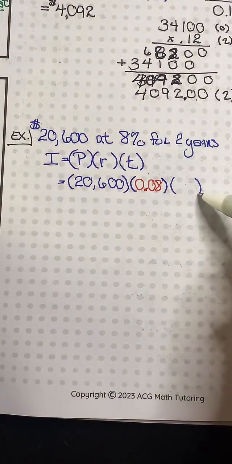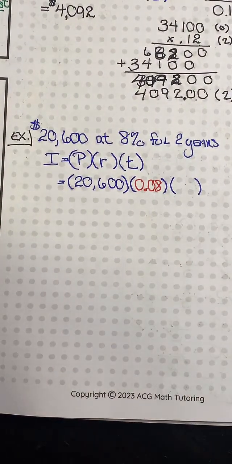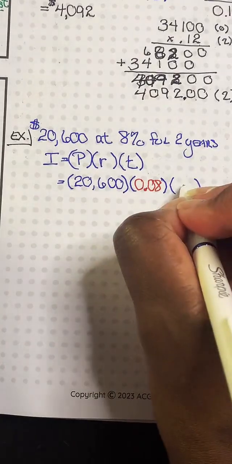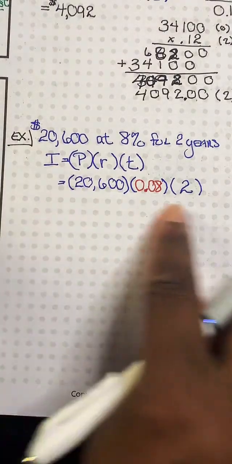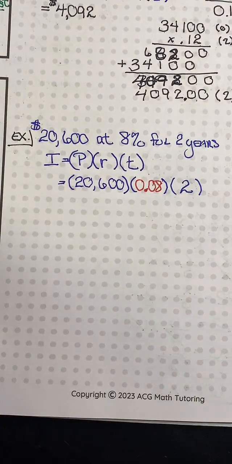Okay, then how many years are we dealing with? So we're dealing with the 2 years. Okay, so all we're doing is multiplying all three. There you go, Lola. Good job.